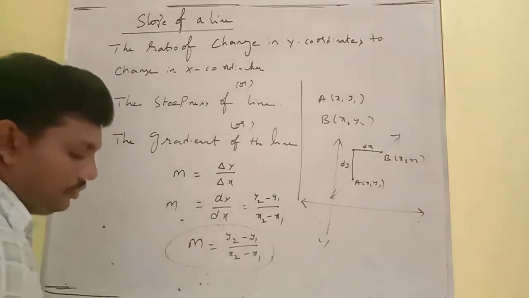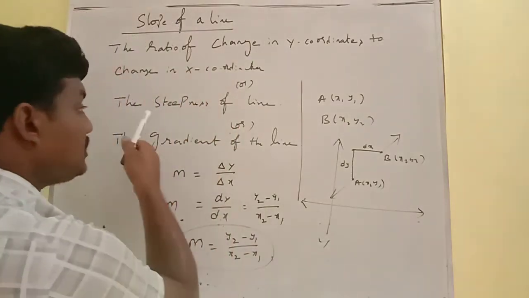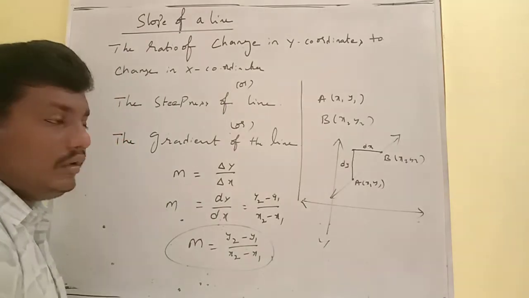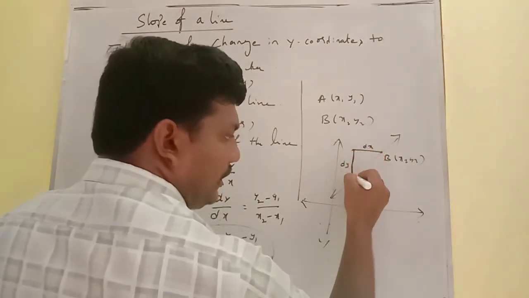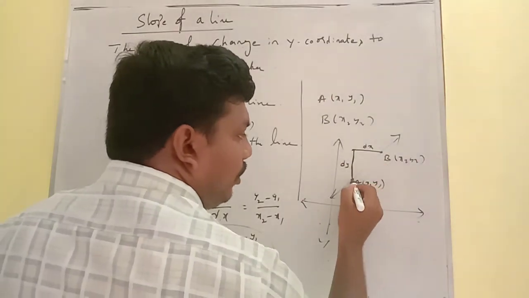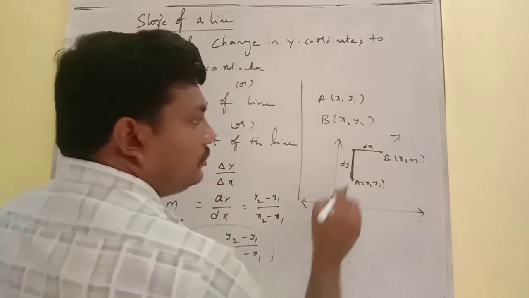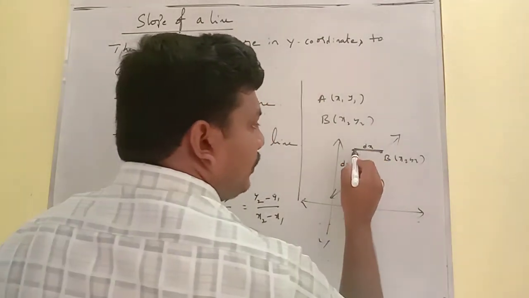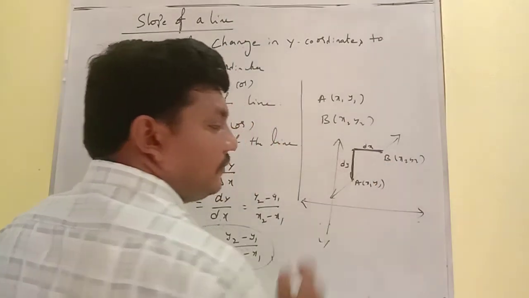This is nothing but the slope. The slope of a line is nothing but the steepness of the line. How steep it is. So this is nothing but rise. How much rise from this point to this point? This is called the rise of the line. And this is called the run of the line, the deviation from this to this.